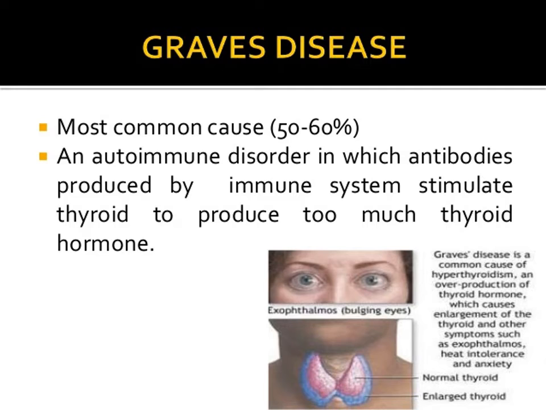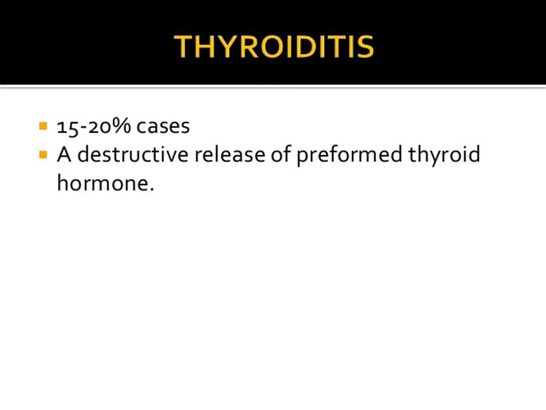50 to 60% of hyperthyroidism cases present with Graves' disease, an autoimmune disorder in which antibodies produced by the immune system stimulate the thyroid to produce too much thyroid hormone. These autoantibodies act on the follicular cells and keep on producing excessive amounts of thyroid hormones. Thyroiditis, 15 to 20% of patients present with thyroiditis, which is inflammation of the thyroid parenchyma, which results in destructive release of preformed thyroid hormones from the follicular cells.